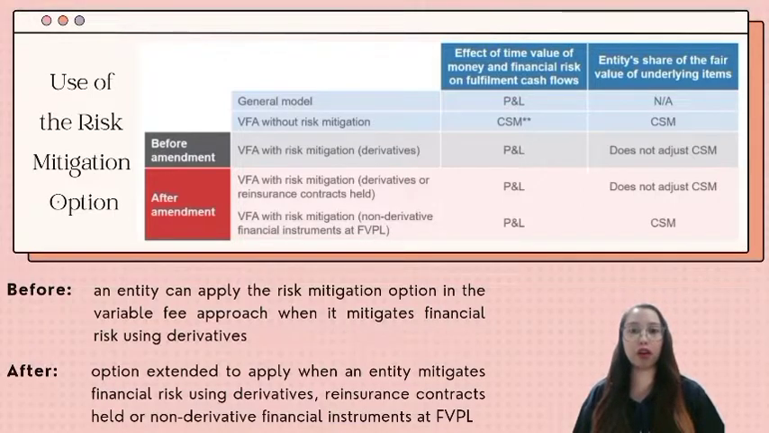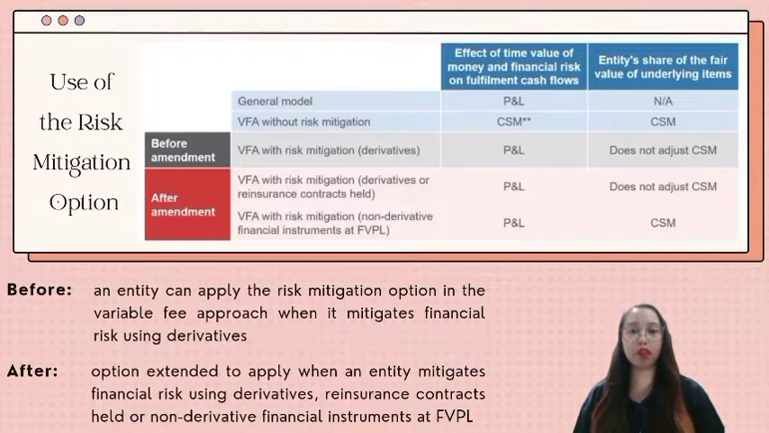May dalawa pong component ng insurance contract kung saan pwedeng pumili si entity kung paano nila i-mitigate ang kanilang financial risk. Yung una nga po, yung fulfillment cash flow being mostly the cash flows that will be paid to the policyholders, and yung pangalawa naman po, yung share po ni entity sa fair value ng underlying items. Kapag reinsurance contracts held po yung ginagamit ni entity to mitigate their financial risk, ina-apply po yung risk mitigation option in the same way as it does po kapag derivatives ang gamit nila.